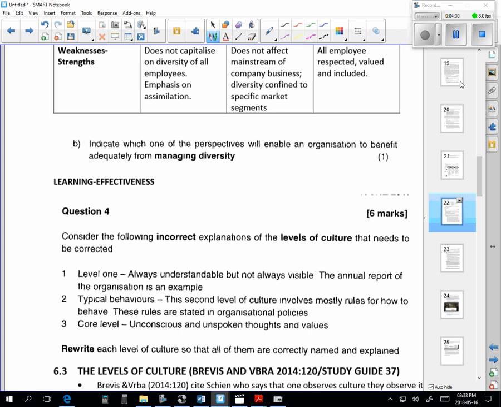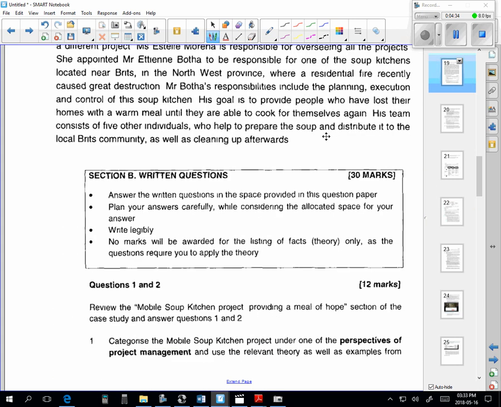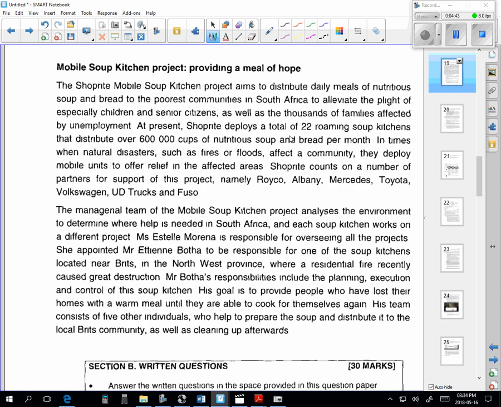So let's go back now to the case study. What I want us to look at, it's asking us, review the mobile soup kitchen project, providing a meal of hope section of the case study. So I think we don't have to do the whole case study. We just have to look at the mobile one, which is this one. Okay, so the ShopRite, what did we have to do? We had to look, it's an external perspective, what type of role are these guys playing? And we also got to look at the discrimination, access, and learning and stuff like that.